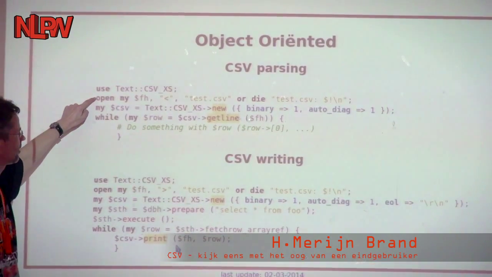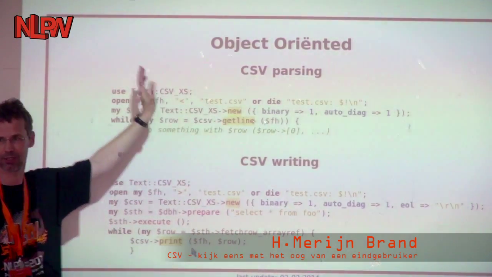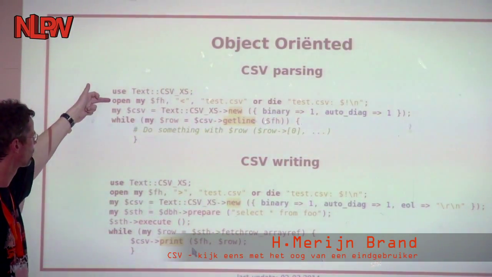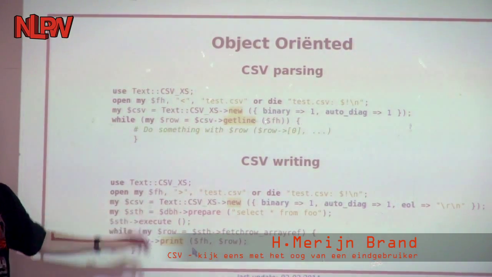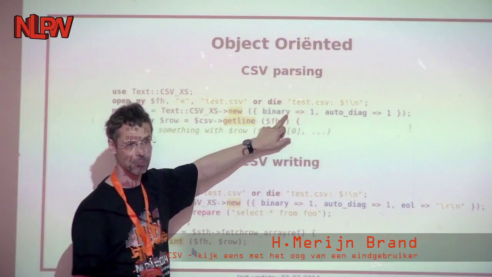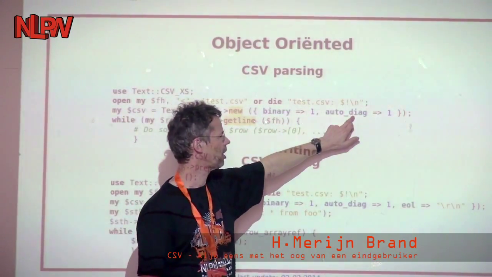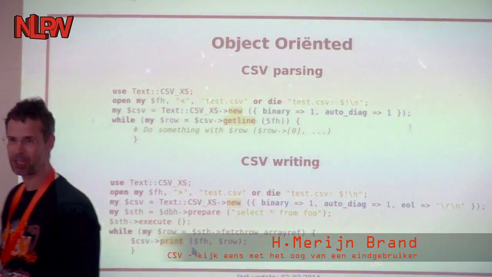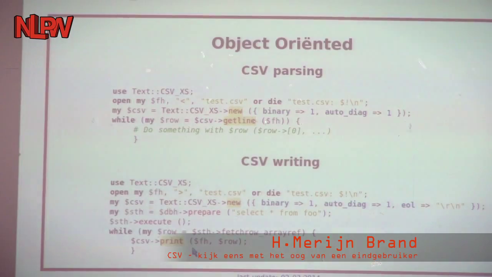You use the module. You open a file. You can add column encoding, whatever. That's opening a file in Perl. You make a new object, and one of the things you have to do is say, I accept binary, and something new about 2 years ago was auto_diag. When do you expect problems? Please put that on, because the moment you hit an error, it will show you the error. And you don't have to say, well, it doesn't work. There it says why.